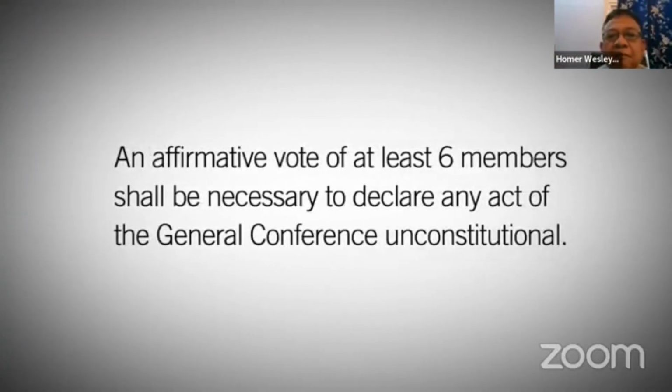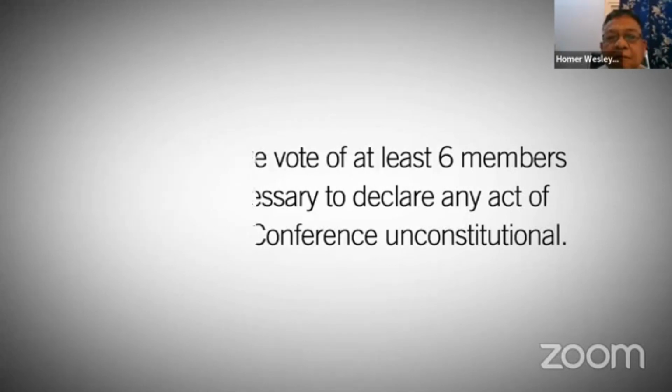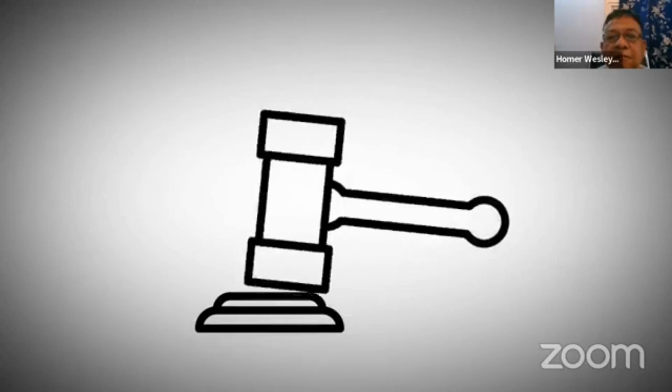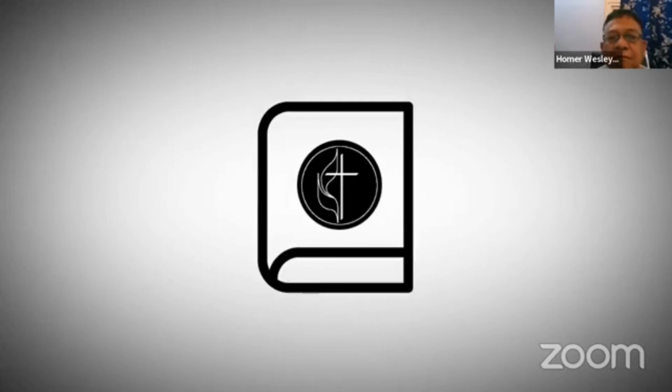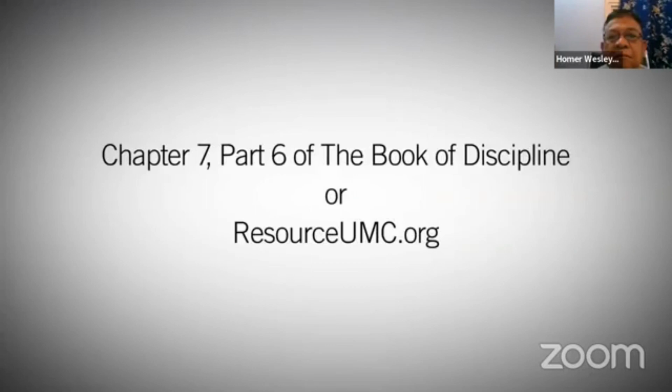After a ruling is made on questions of church law, appropriate parties are notified and the decision is published online. An affirmative vote of at least 6 members shall be necessary to declare any act of the General Conference unconstitutional. When the Judicial Council declares any provision unconstitutional, the Book of Discipline is revised. All decisions are final. However, the Judicial Council can accept requests to reconsider a prior decision. To learn more, check out Chapter 7, Part 6 of the Book of Discipline, or visit resourceumc.org.